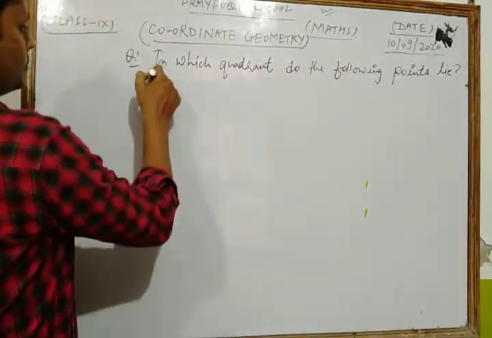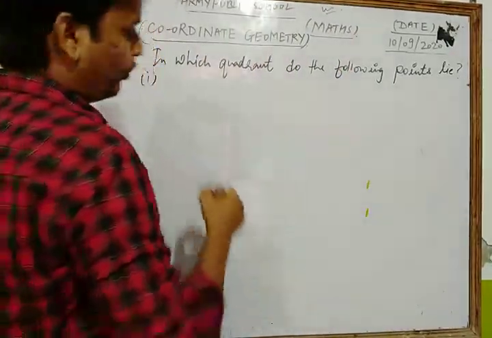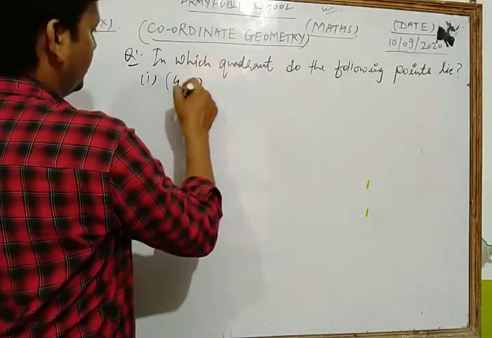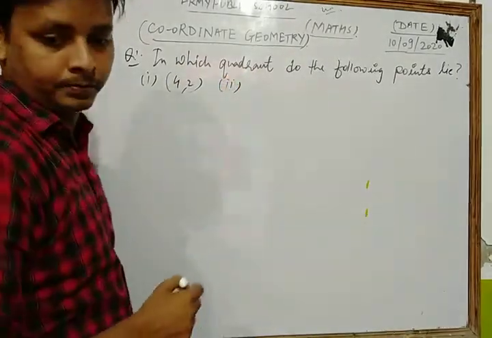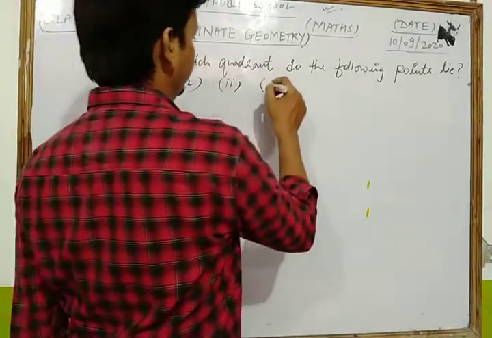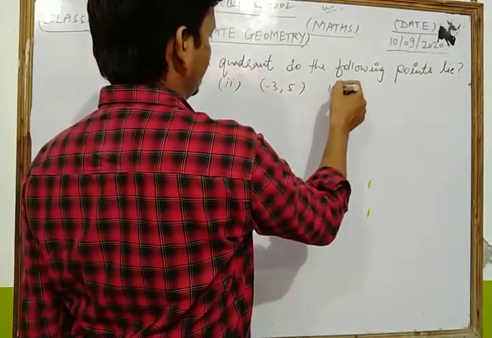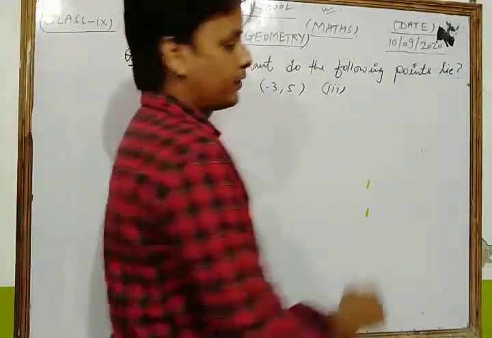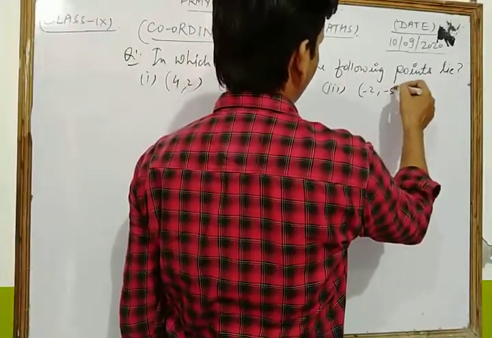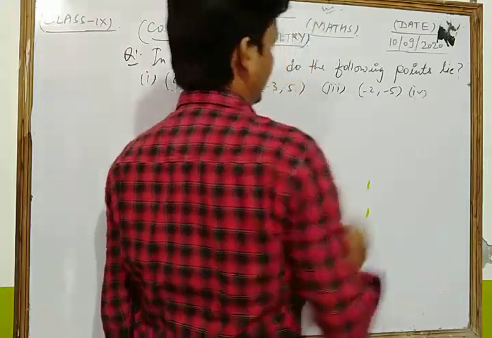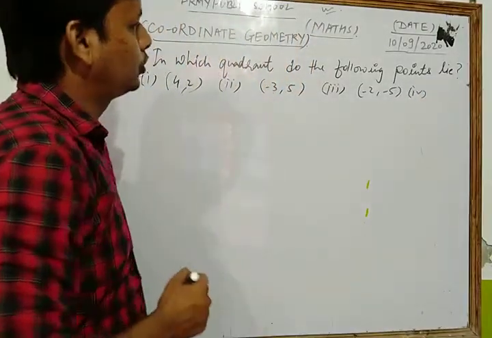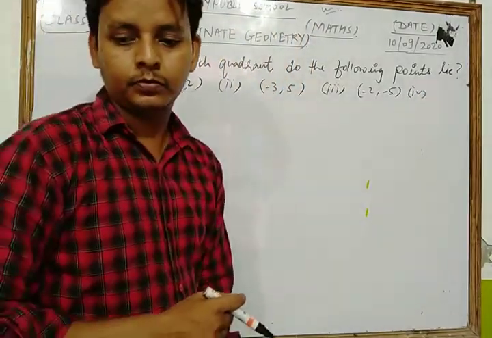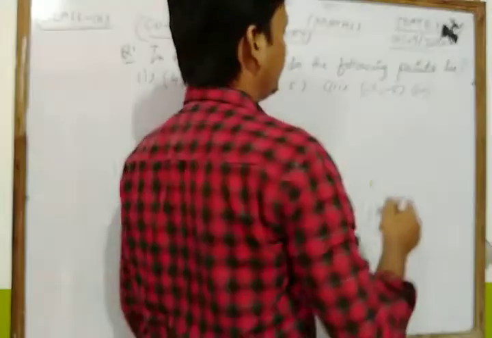Okay, and your first is what? 4, 2. Second is what? -3, 5. Third is -2, -5. And fourth one is 4, -2. Okay.